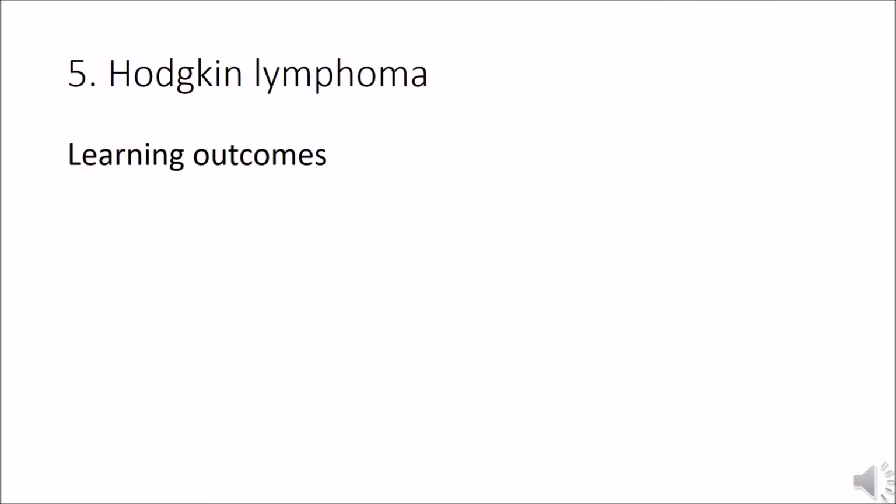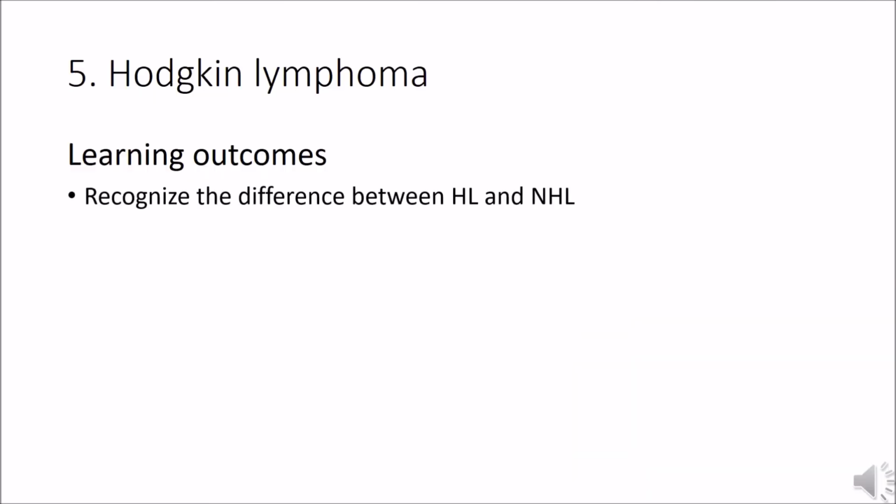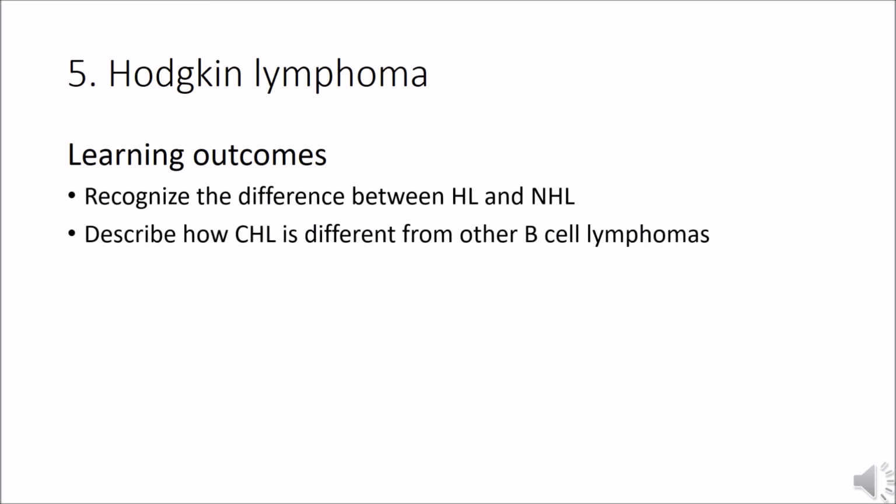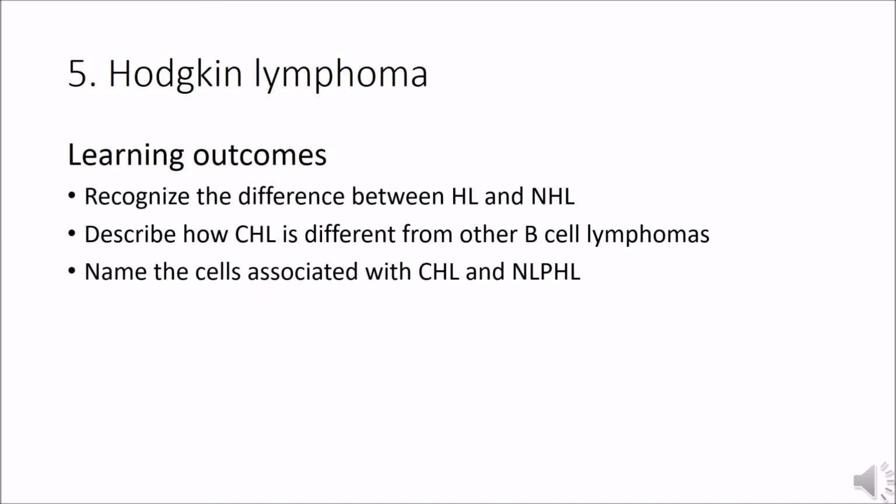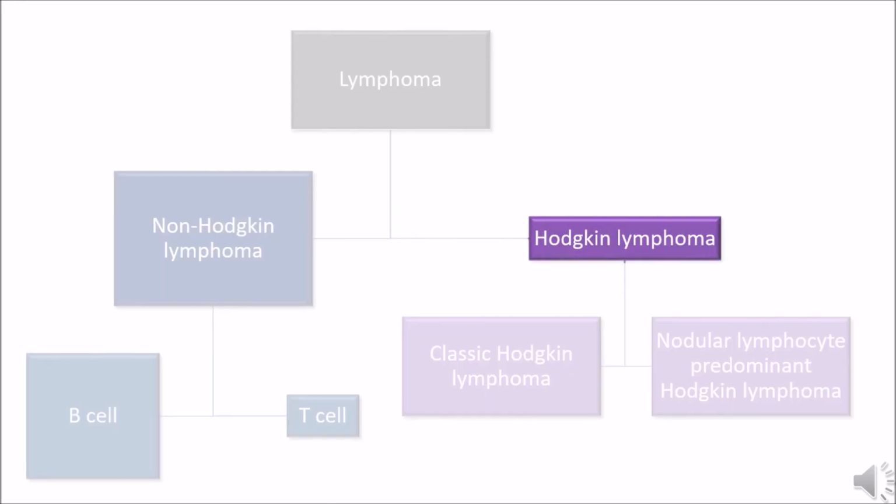By the end of this section, you will be able to recognize the difference between Hodgkin lymphoma and non-Hodgkin lymphoma, describe how classic Hodgkin lymphoma is different from other B-cell lymphomas, and name the cells associated with classic Hodgkin lymphoma and nodular lymphocyte predominant Hodgkin lymphoma. Hodgkin lymphomas are distinct from non-Hodgkin lymphomas. Hodgkin lymphomas follow a contiguous lymph node distribution, while non-Hodgkin lymphomas are non-contiguous, meaning they don't follow a chain of lymph nodes. Hodgkin lymphoma does not have a leukemic phase, and therefore does not involve the peripheral blood.